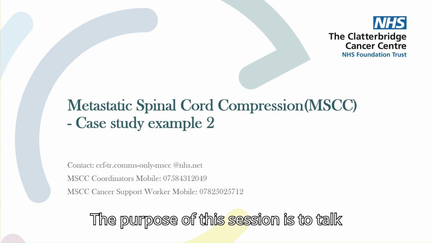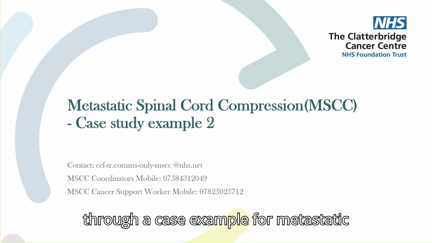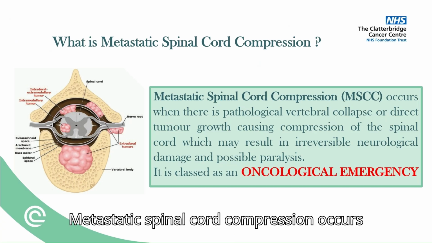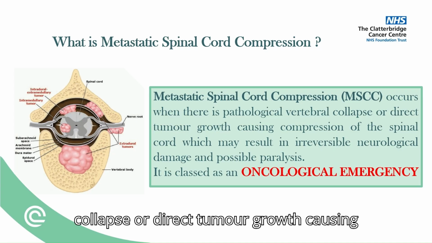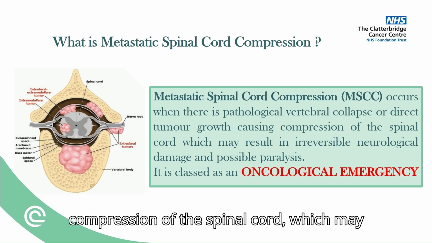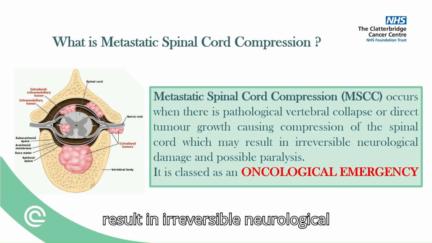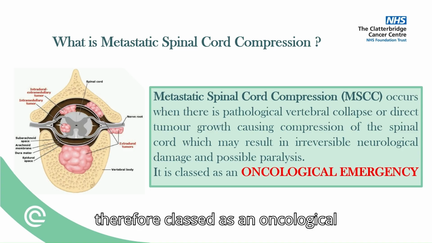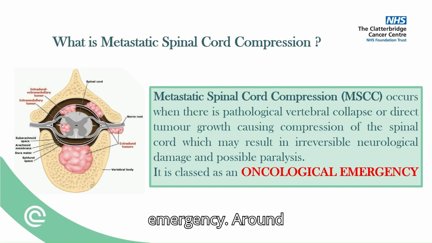The purpose of this session is to talk through a case study example for metastatic spinal cord compression. Metastatic spinal cord compression occurs where there is pathological vertebral collapse or direct tumour growth causing compression of the spinal cord, which may result in irreversible neurological damage and possible paralysis. It is therefore classed as an oncological emergency.